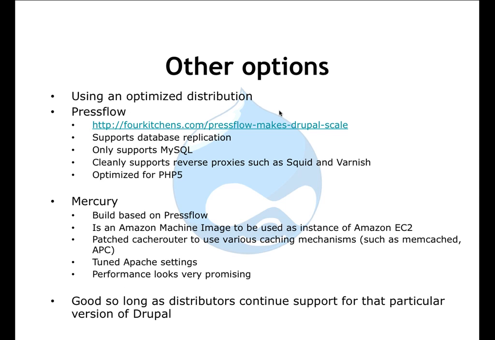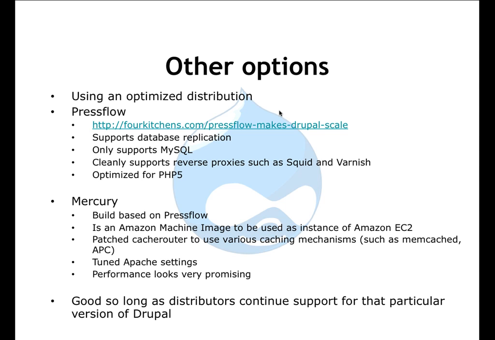And another option is that companies have started coming out with their own optimized distributions of Drupal now. Four Kitchens has released a distribution of Drupal called Pressflow. And the good thing about that is it supports database replication right out of the box. It only supports MySQL, and you might view it as a bad thing if you use PostgreSQL or want that sort of database compatibility, but most of the time people are using MySQL. And in that case, by only supporting that, they're able to optimize the code a lot more. It cleanly supports reverse proxies such as Squid and Varnish that I mentioned before, and it's optimized for PHP 5, so you could have your site running really fast.